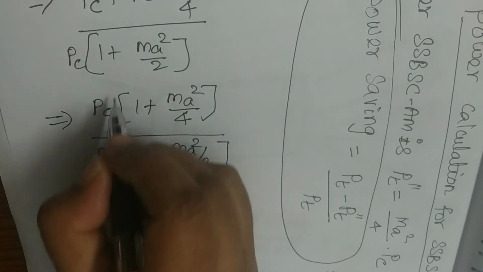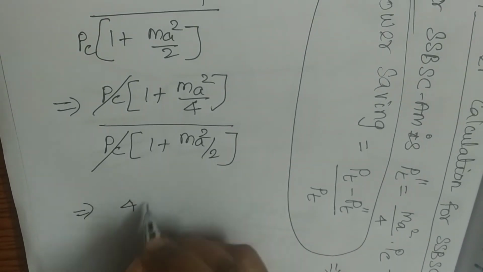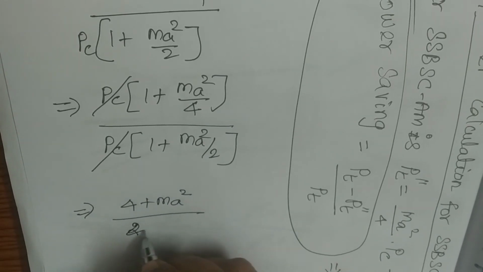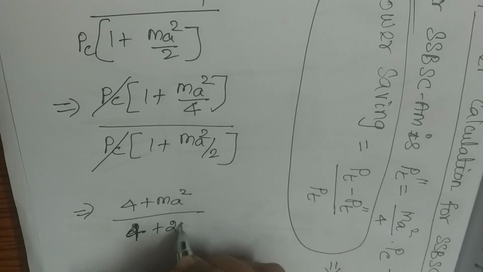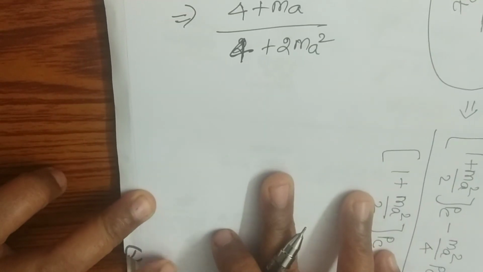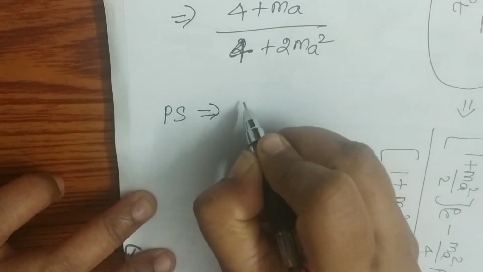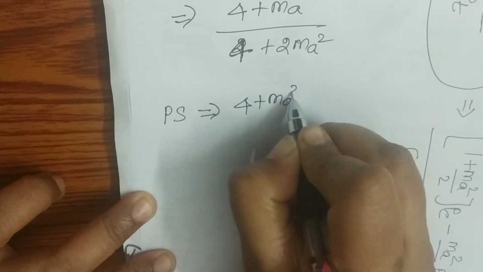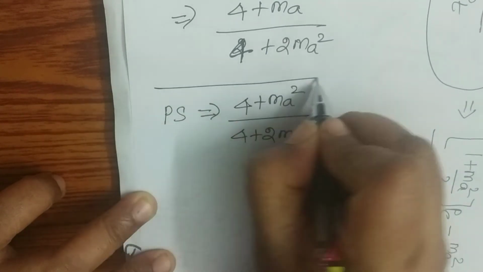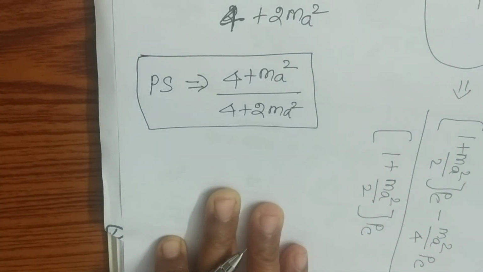PC and PC get cancelled. So the upper part becomes 4 plus MA squared divided by 4 plus 2 MA squared. So the power saving expression for SSB is 4 plus MA squared divided by 4 plus 2 MA squared. This is the power saving expression for SSB SC AM.